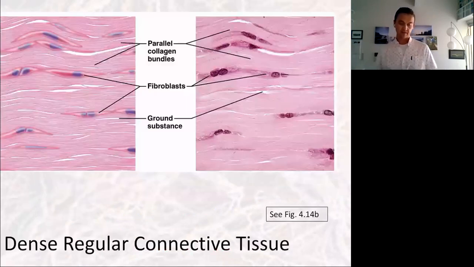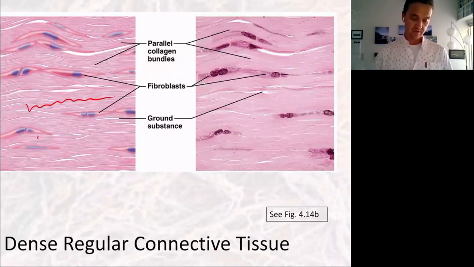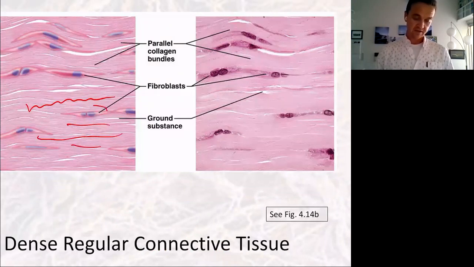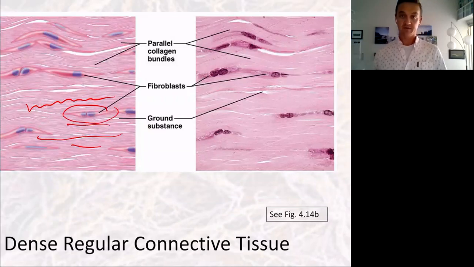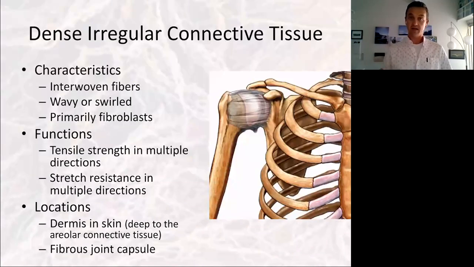Okay, dense regular connective tissue looks like this. So you see lots of thick fibers all pretty much going in the same direction, and you see some fibroblasts scattered throughout. Okay, next one, dense irregular connective tissue. So much more wavy or swirled. Again, primarily fibroblasts are the main cell within.